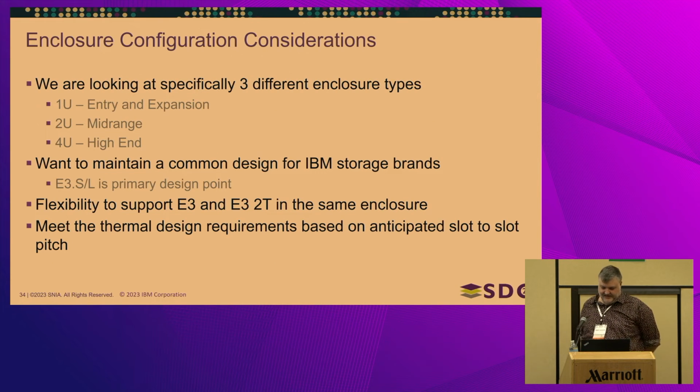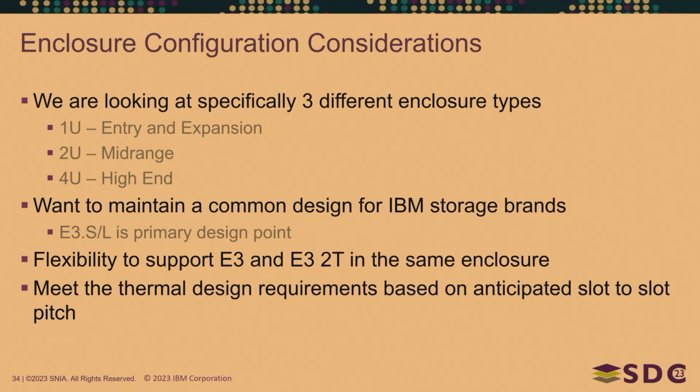So at IBM, we're looking again at our 3 enclosure types: the 1U entry level, the 2U mid range, and the 4U high end. And we want to maintain a common design for all of IBM storage brands. We want to focus that around the E3 small or large as the primary design point. And we want the flexibility to support both E3 and E3 2T devices in the same enclosure. And of course, meet the thermal design requirements based on what we think the slot-to-slot pitch is going to be.